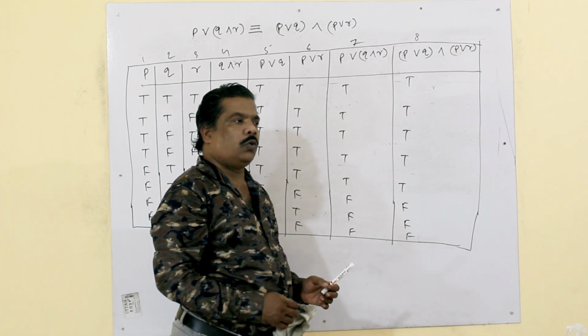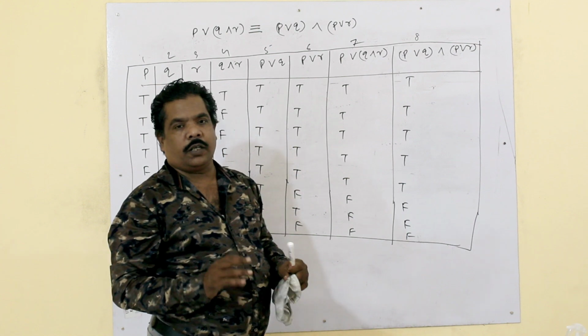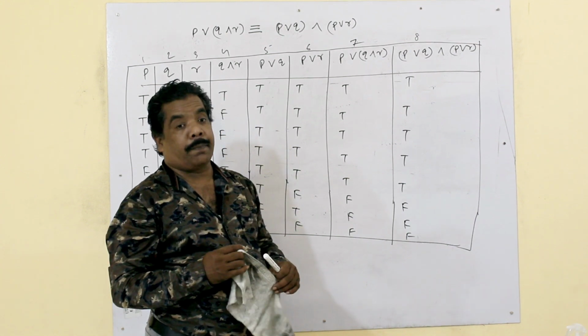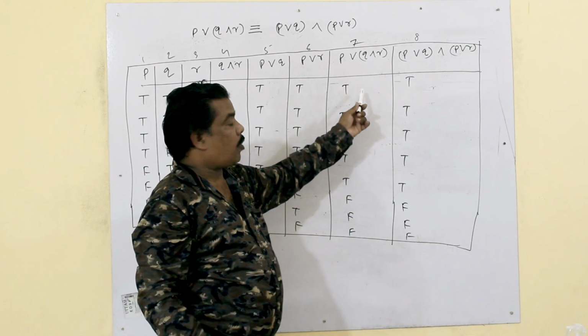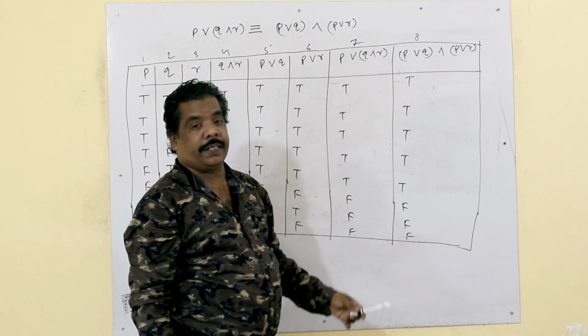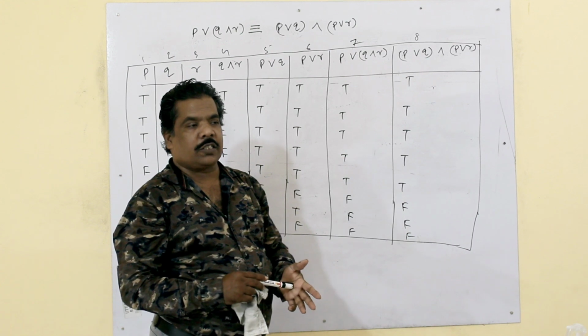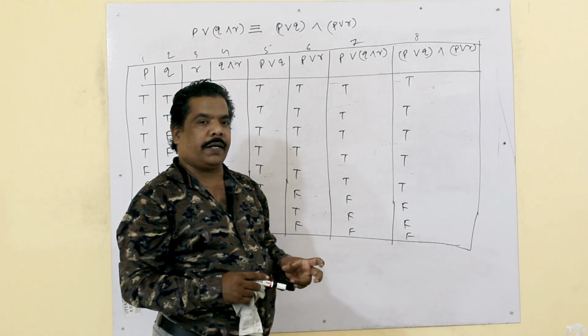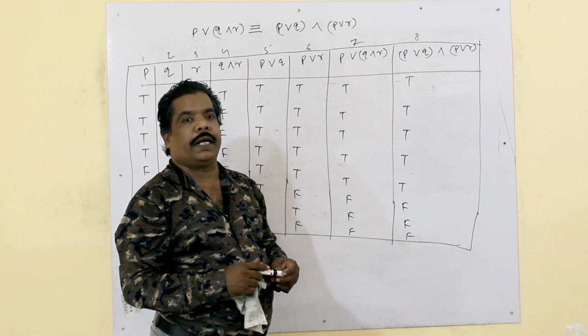Now today we studied converse, inverse, contrapositive, and tautology and fallacy. If a compound statement is always false, then it is called fallacy. And next class we will study the proof of a statement by the method of induction.